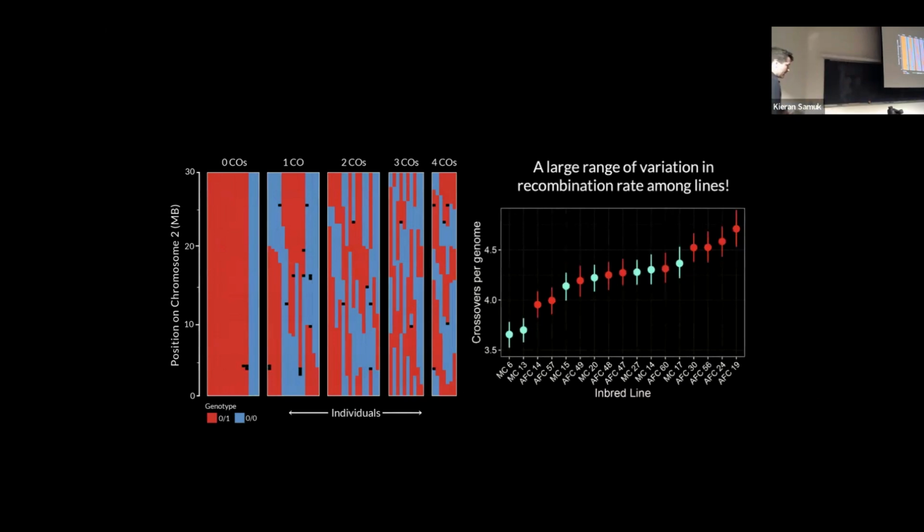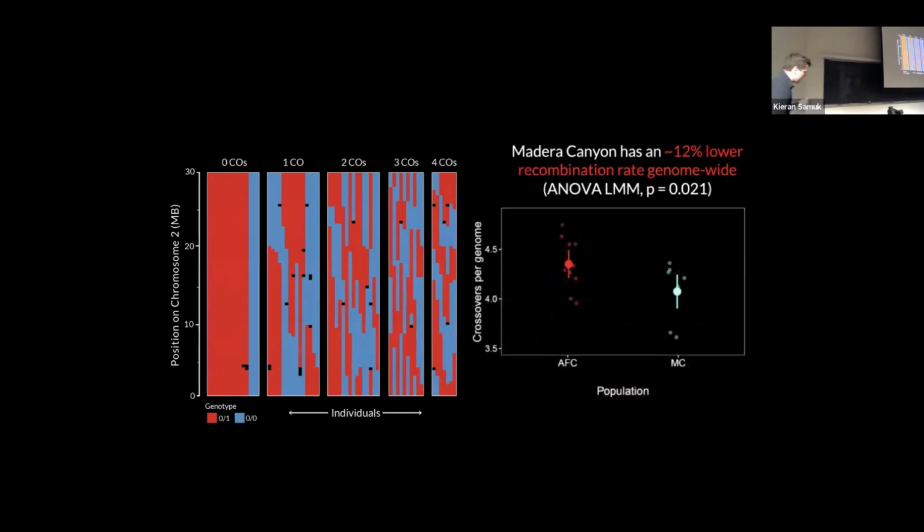Okay, so here's the first thing that we found: a large range of variation in recombination rate among our inbred lines. Here we have crossovers per genome on the y-axis, and here are all our different inbred line tags. So you can see that there's lots of variation, actually. If we collapse that down into the 2 populations, we find that Madeira Canyon, the desert population, had about a 12% lower recombination rate genome-wide.